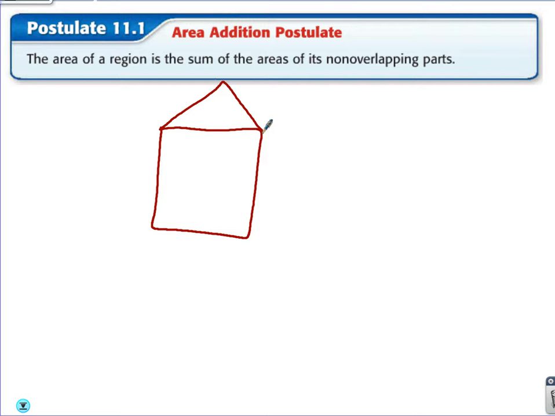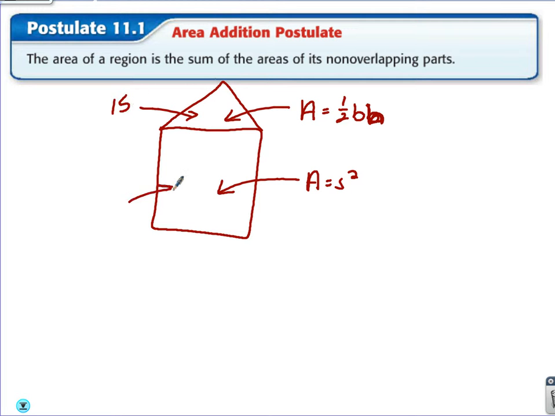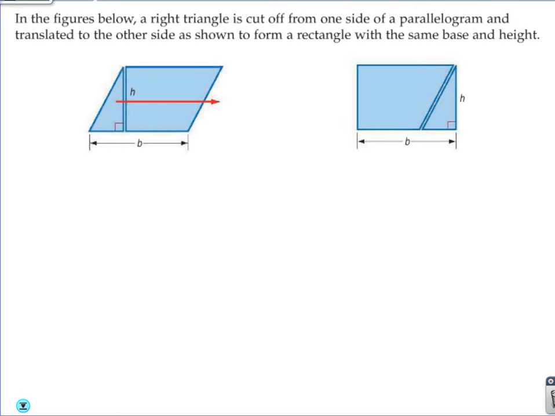This area addition postulate says if you want to find the area of this shape, you would find the area of the square first. You would find the area of a triangle. And you would simply add those two areas together. Because let's say it takes 15 squares to cover that, and it takes 28 squares to cover this, well, it's going to take 43 squares to cover the whole thing. So now let's show you where we're going to use this.